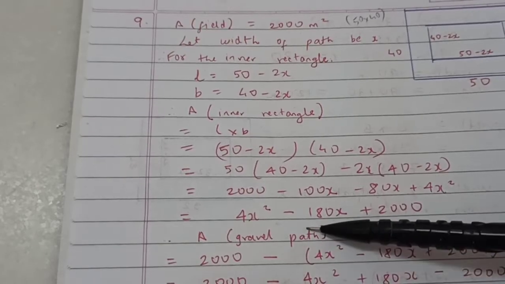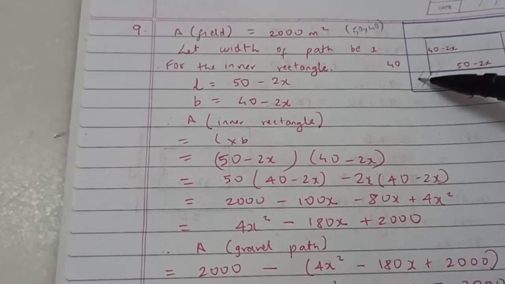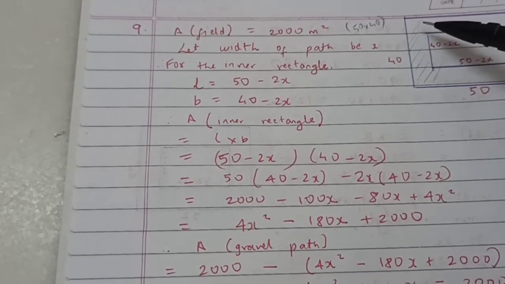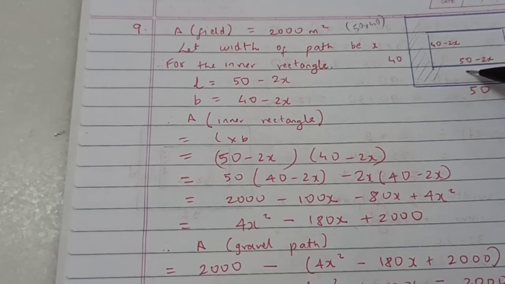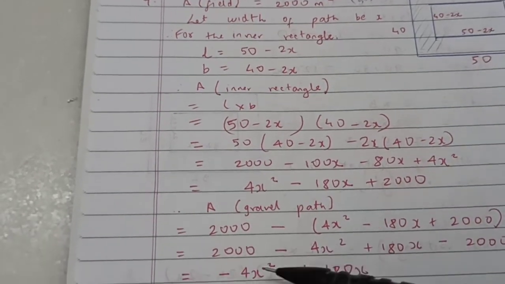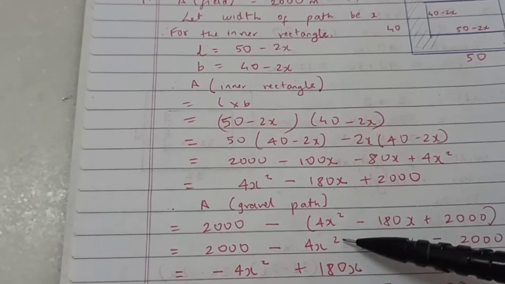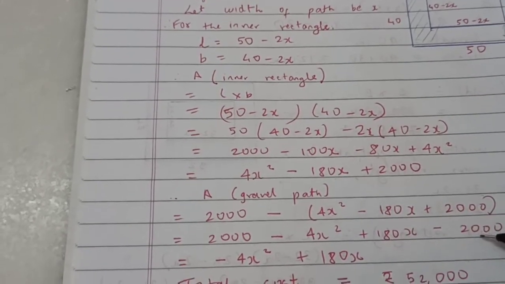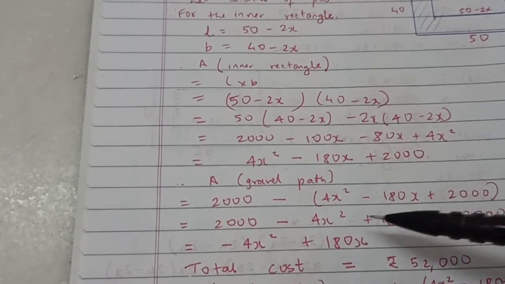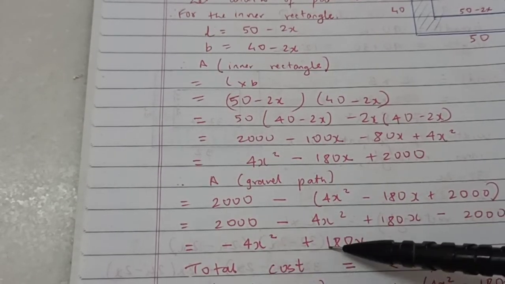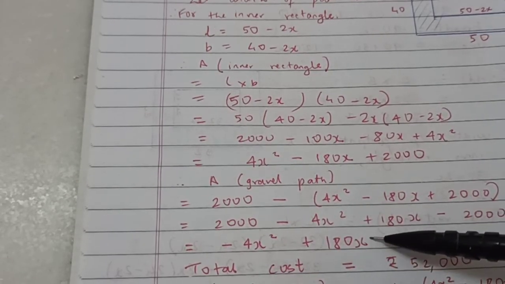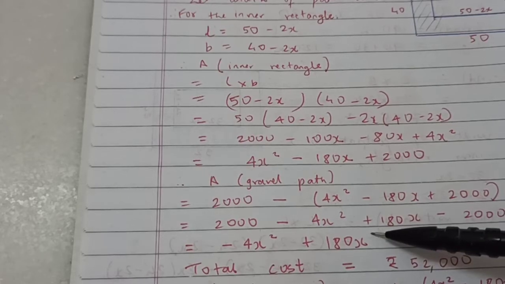Now the area of the gravel path, that is this area, is actually the big rectangle area minus the small rectangle area. So that's 2000 minus this expression, and again be careful when opening the brackets, the signs, which comes up to minus 4x squared plus 180x. This is the area of the gravel path.